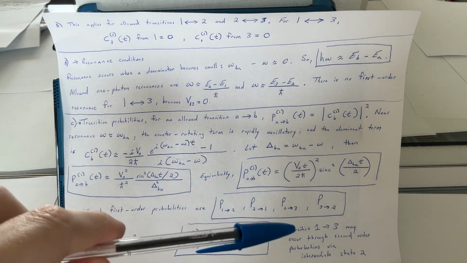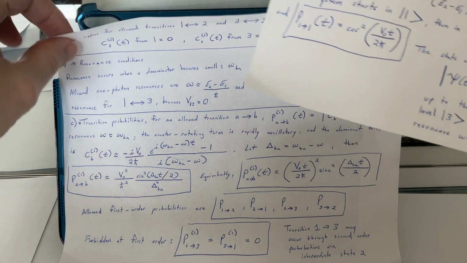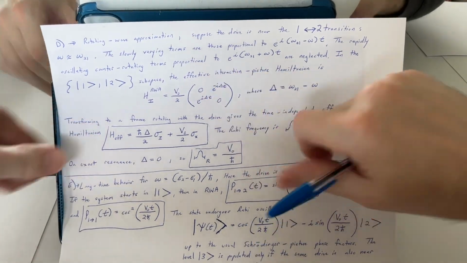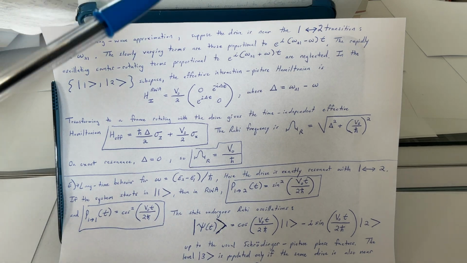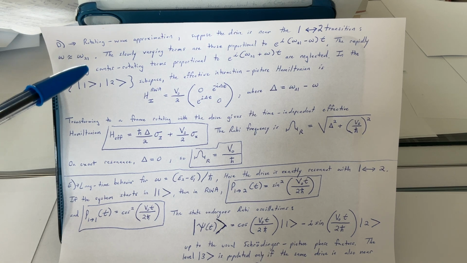So this transition, that 1 to 3, may occur through second order perturbation via intermediate state 2. Moving along to part D, they want us to derive the rotating wave approximation. So for part D here, rotating wave approximation, we suppose the drive is near that transition, 1 couples 2, and that transition here, omega is approximately omega 21.